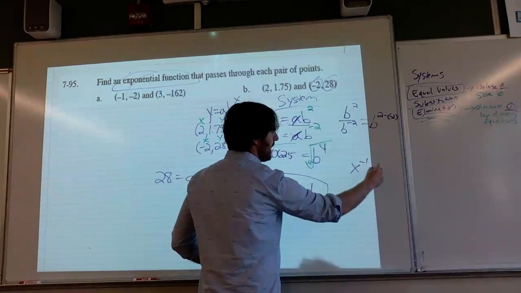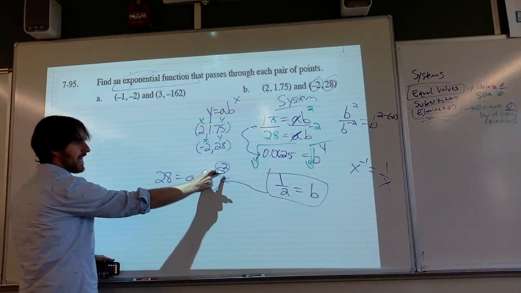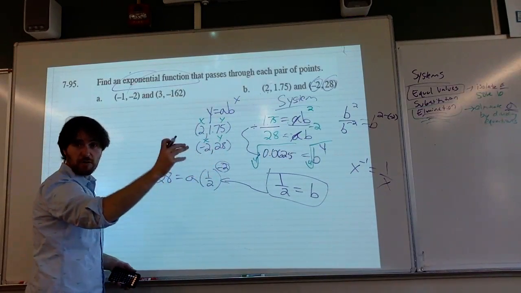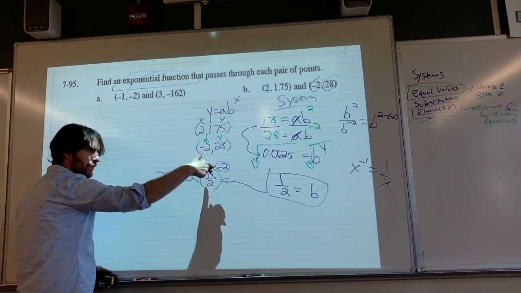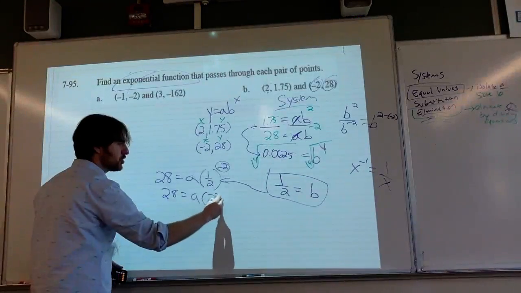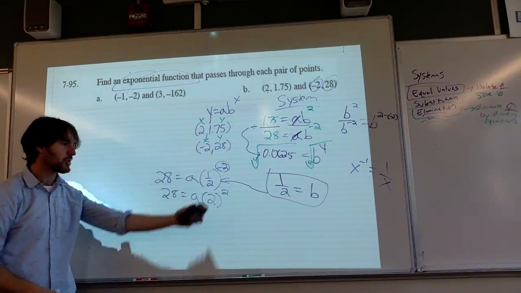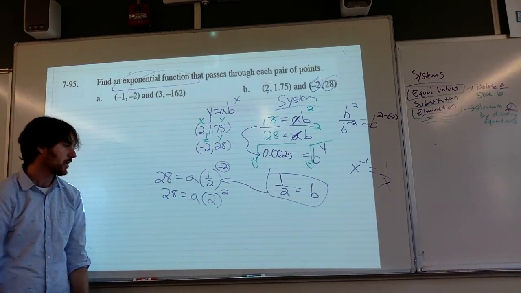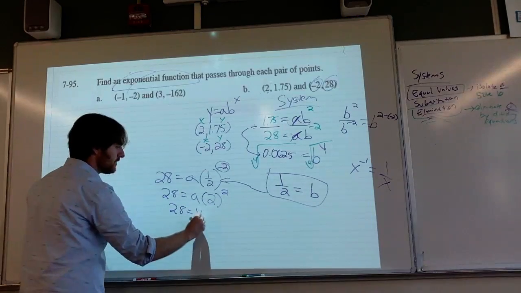X to the negative 1 power is the same thing as 1 over x. Okay, same thing as 1 over x. So if I have x to the negative 2 power, that would be the same thing as 1 over x squared. Over here, right? Well, I already have it, so I'm going to flip this. Okay, 28 equals A times 2 to the power. So that's what a negative exponent does. Flips a fraction, you make it positive, right? That's the trick here, okay? 2 squared, well, that's obviously 4. I'm going to bring that to the front of this, A.